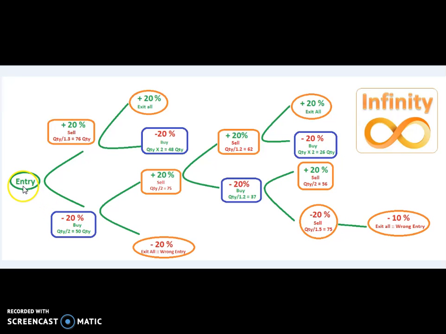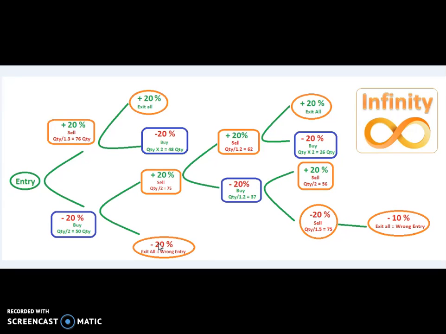Since you have bought 100 quantity here, the second buy is 50 quantity. I'm sorry, it's a 50 quantity you are going to buy here. If the stock price is minus 20% and then again goes minus 20%, that means the stock is completely 40% down. So we have to exit.